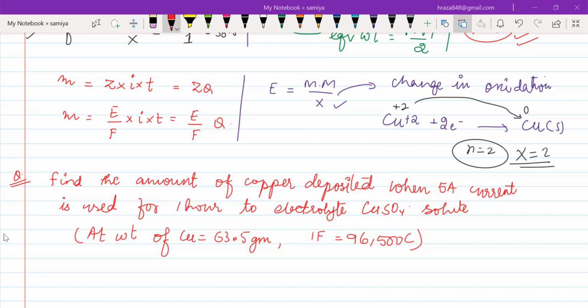If you don't get it, let me know, I'll explain. So is the answer 5.9? 5.8. 5.9. Okay, but 5.8 gram and 5.9 gram, that is almost equal.